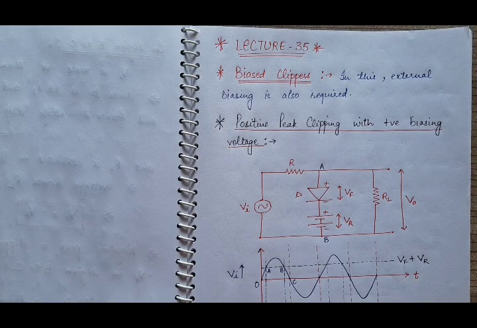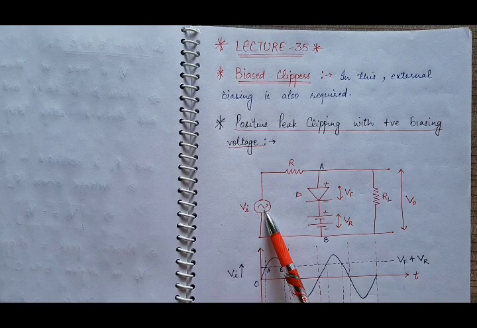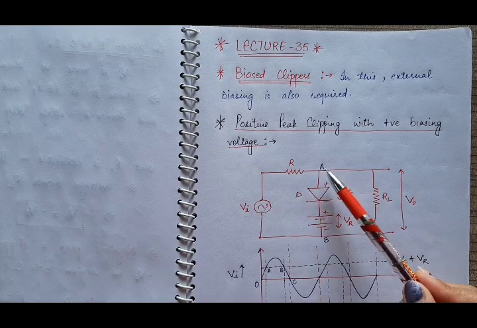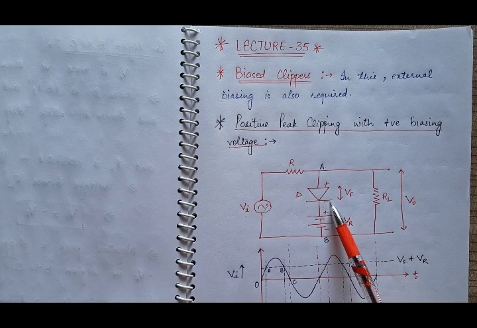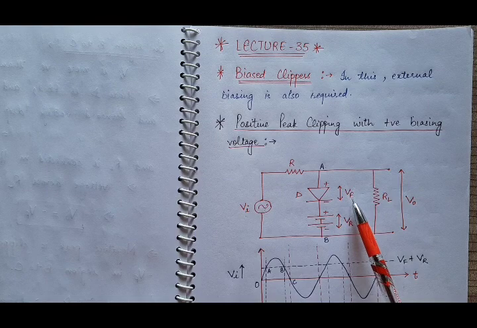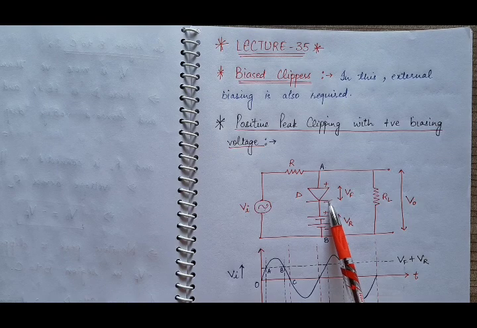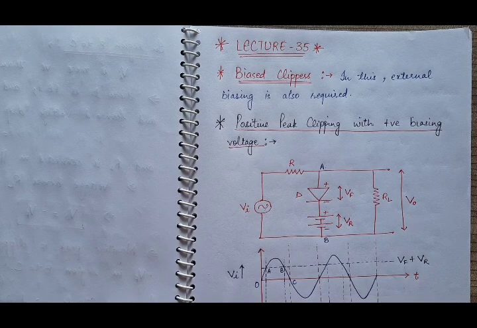So what will be the circuit? Here we have Vi as the AC input signal applied across the series resistance R, and across terminals AB there is a diode connected, having forward voltage drop Vf. The diode is connected with this polarity in positive peak clipping, and in the case of negative peak clipping we reverse the polarity of the diode: the negative terminal goes upward and the positive terminal downward.